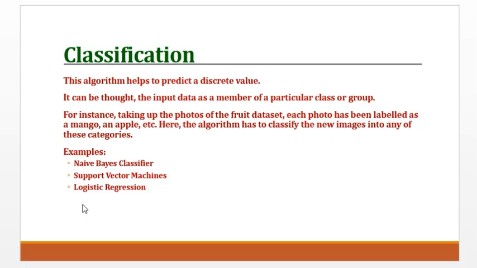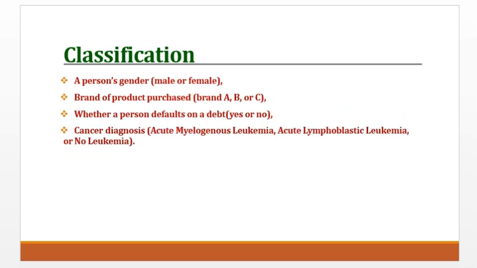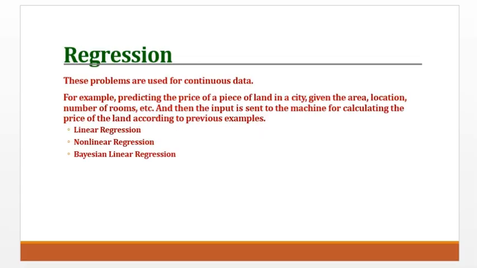As explained, classification helps to predict a discrete value. It can be thought of as the input data being a member of a particular group or class. Examples are naive-Bayes classifier, logistic regression, support vector machines. And regression is used for continuous data. It is used for predicting the price, for example, predicting the price of a piece of land given the area, location, and number of rooms, as explained.